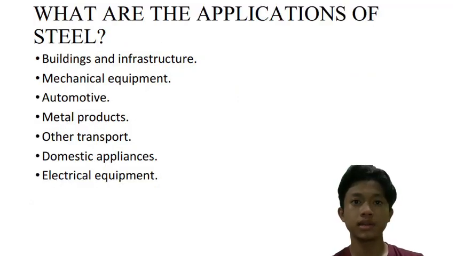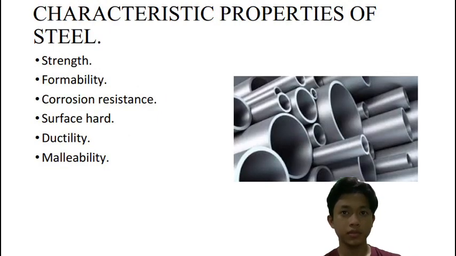So, what are the applications of steel? First, building and infrastructure, mechanical equipment, automotive, metal product, other transport, and so on. For the characteristic properties of steel, first is strength, second, formability, third, corrosion resistance, fourth, surface hardness, and so on.